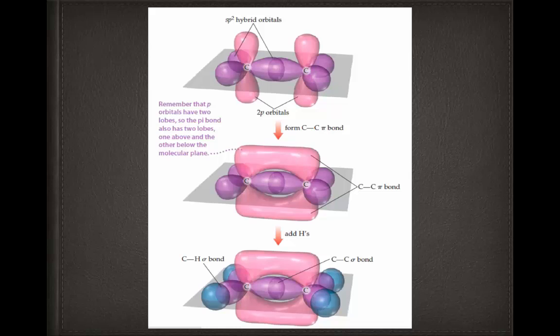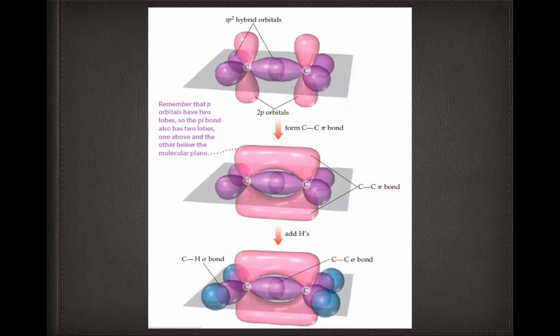Also keep in mind, if you look at the very bottom diagram right here, this shows the hydrogens bonding to the carbon atoms. Notice the hydrogen's orbital is just the 1s orbital, and so that's going to overlap with the sp2 hybridized orbital and create those covalent bonds. There are two last things that I want to note.